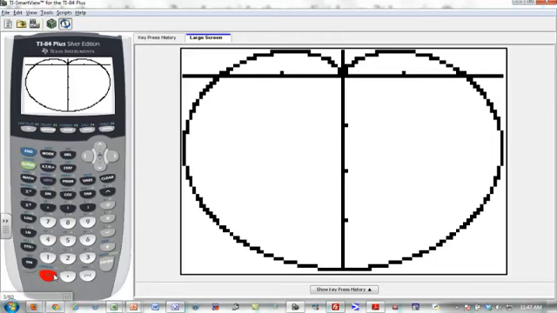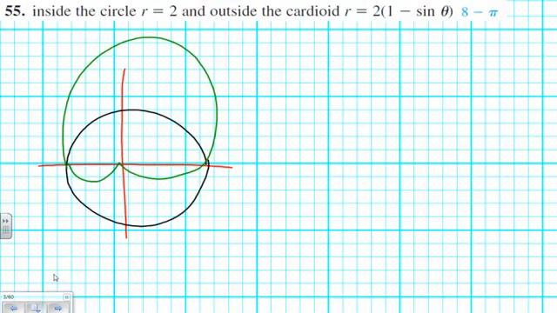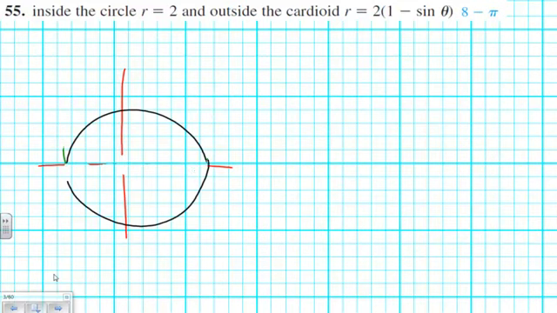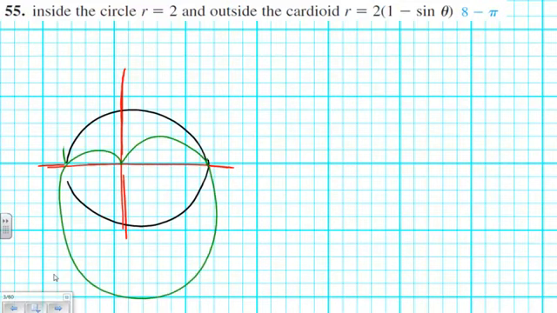Okay, so there's our cardioid shape. So my drawing is off. So no green curve. Almost wish I had a do-over. So the cardioid's going like this. Okay, and we want outside the circle but inside the cardioid.